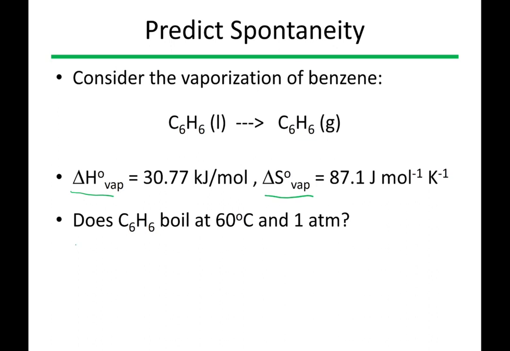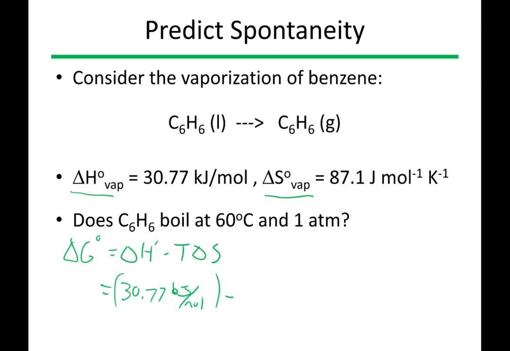Well, we can do this by looking at our equation. So delta G equals delta H minus T delta S. We plug in our values. And a few things to watch out for. First of all, we'll put the temperature in Kelvin. We always need to convert to Kelvin when we're doing these thermodynamics problems.